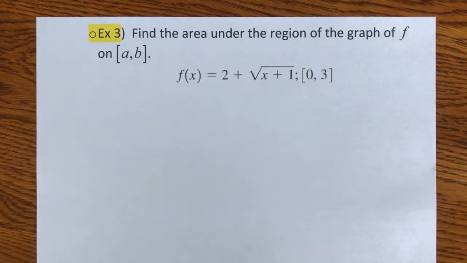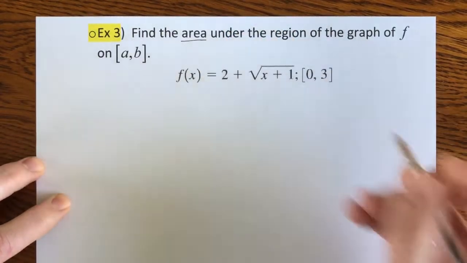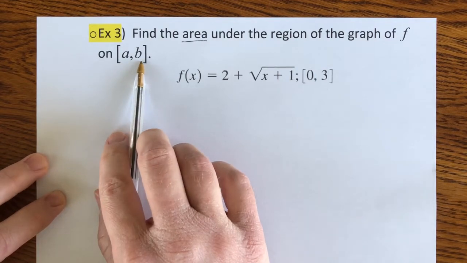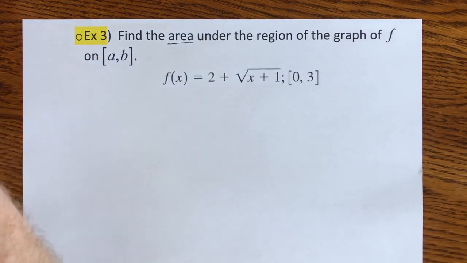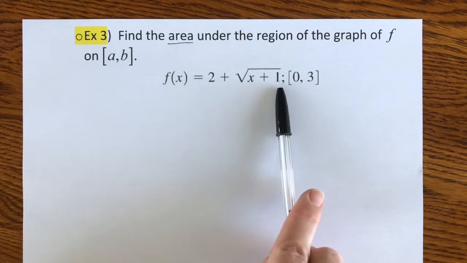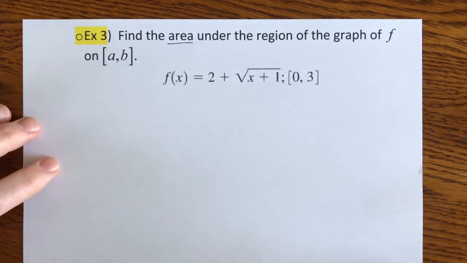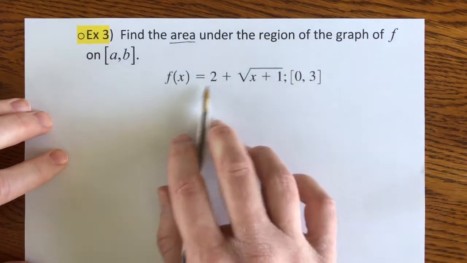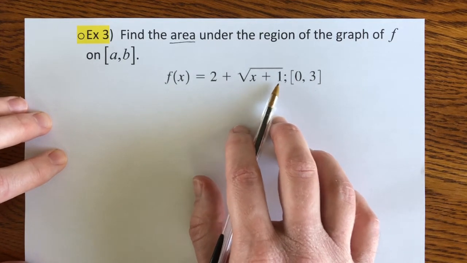Example number 3. In this example, we're going to be determining the area under the region of the graph of f on this closed interval a, b. We're basically going to handle it the same way, but we are actually determining area now because this entire graph is located above the x-axis. So that's why we're able to call it area and not just the value of the definite integral, because everything that will be shaded here would be representative of positive y values.